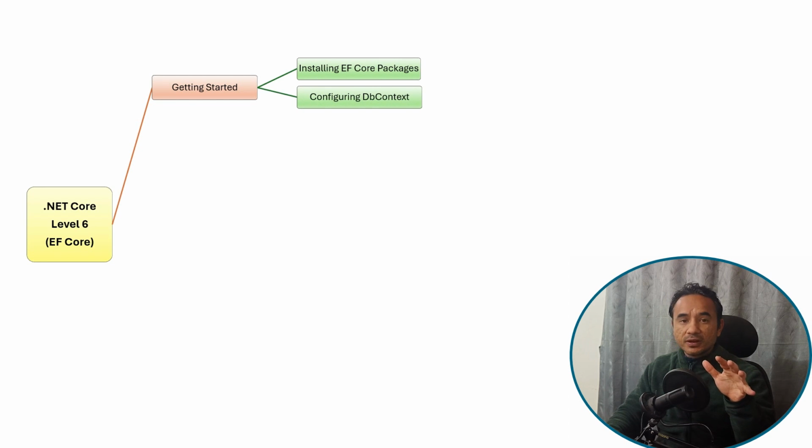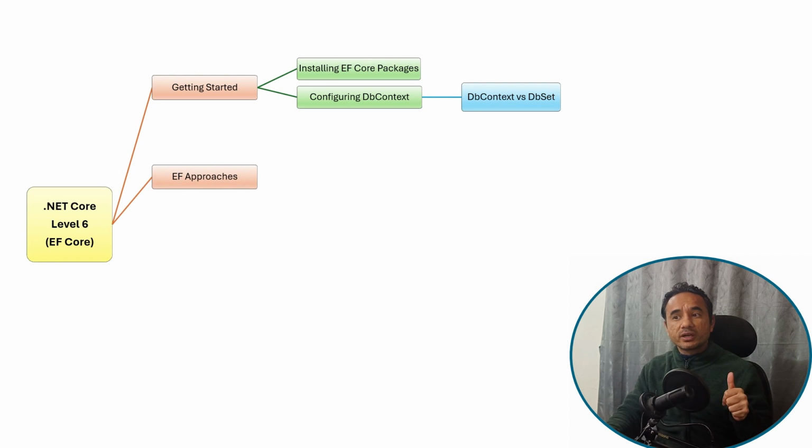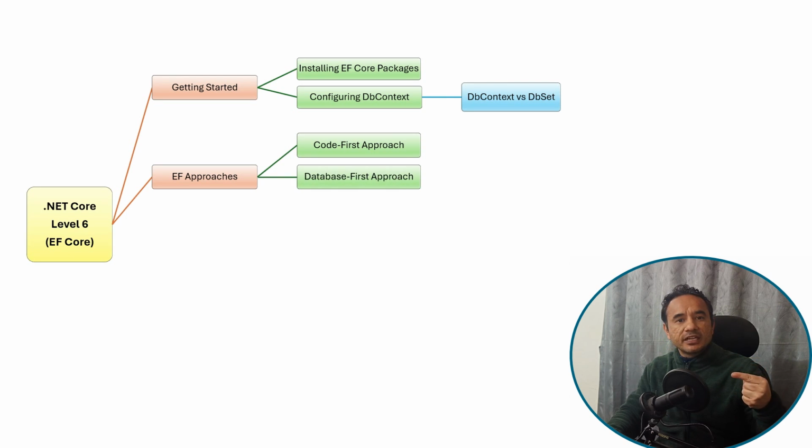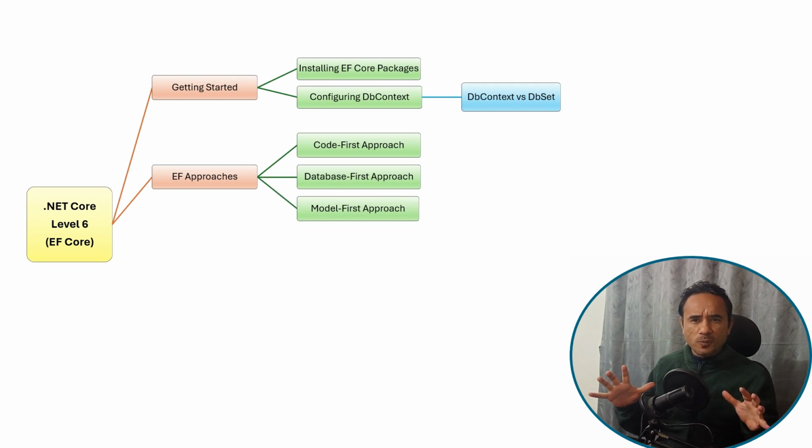Then configure the DbContext. This is where you will define your database connection and manage entities. Also learn the DbSet here, and then you can learn the Entity Framework approaches. We have 3 approaches. Code first approach, where you write your models and EF Core will create the database. Second, database first approach. You start with an existing database and EF Core will generate the models. Opposite. And then we have the model first approach. It is not so popular, but still it is an option.